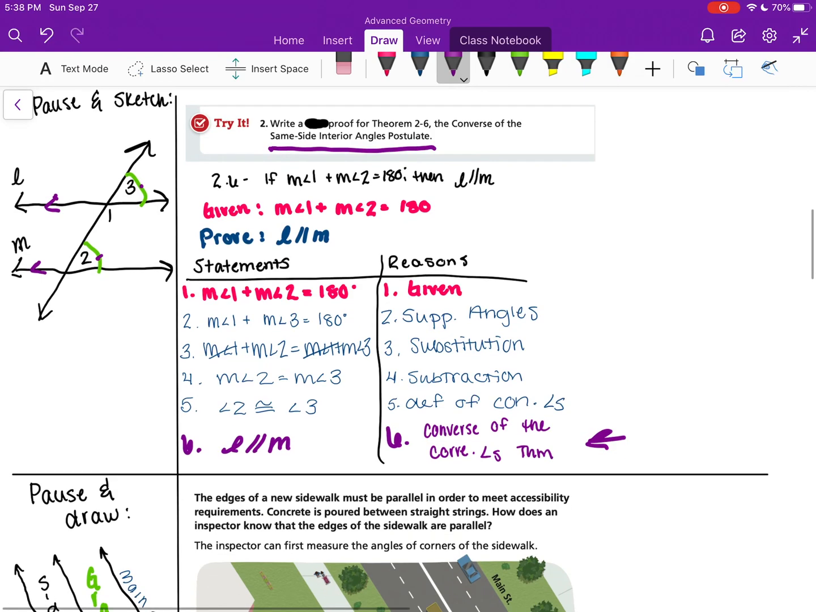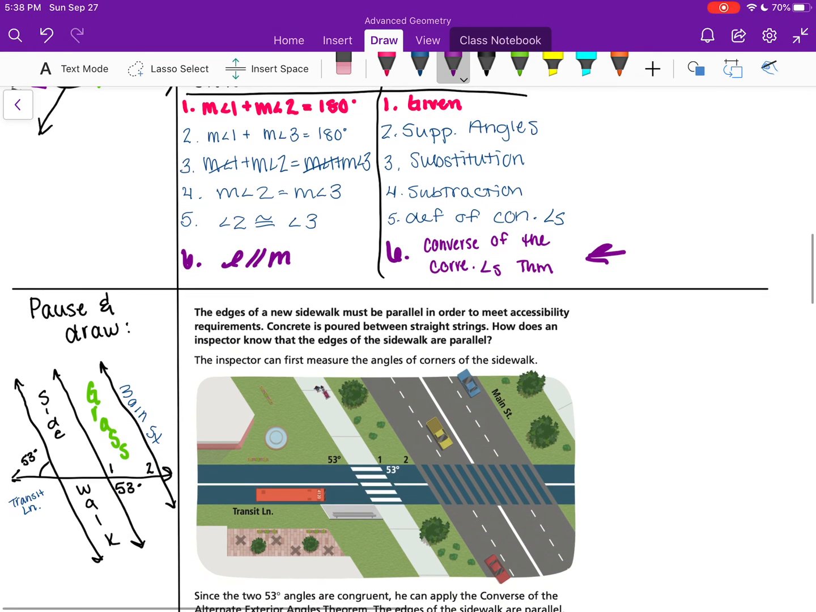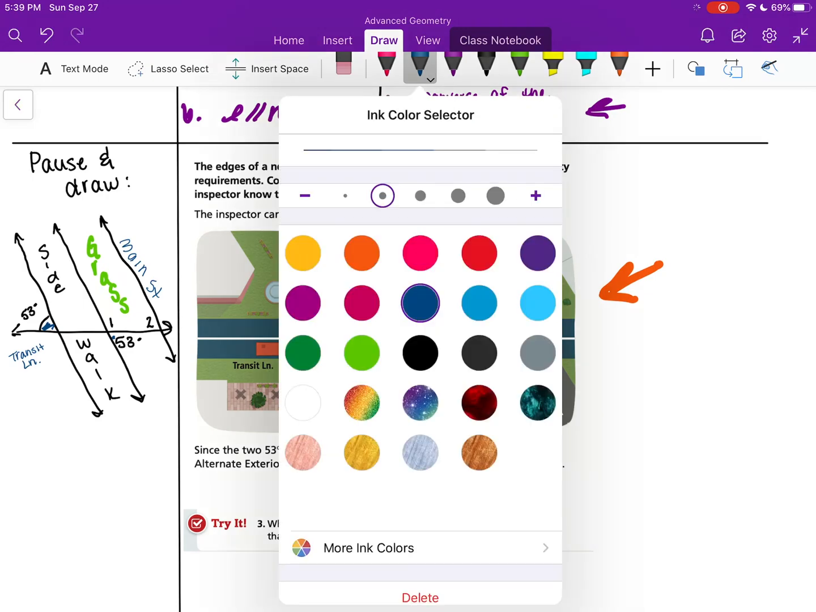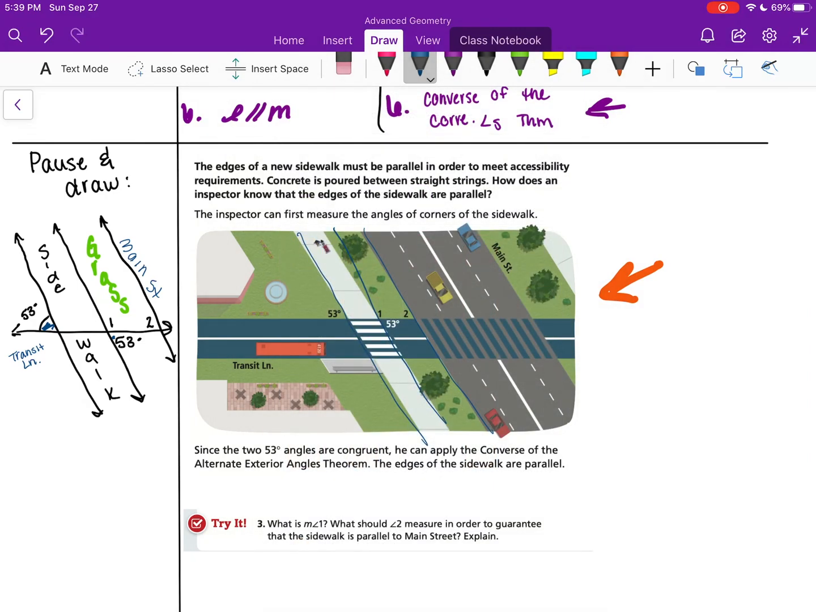And the example comes with a diagram that for some reason is not in your book. I'm always very sorry about that. It is this beautiful traffic figure that, if you want to pause, I've sketched out to the side. We have the horizontal transit lane and these diagonal lines. We don't know that they're parallel, but we are given that the measures of two of the angles are 53 degrees, and they are labeled angle 1 and angle 2.